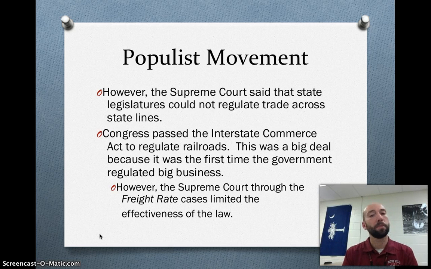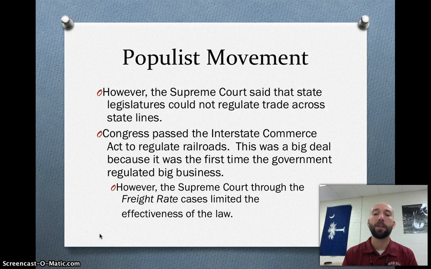The problem is that the Supreme Court actually says that some of those laws that the state legislatures pass are unconstitutional. And they say that the state legislatures actually can't regulate trade across state lines, which makes sense. For instance, in South Carolina, the state legislature can't regulate trade that goes between South Carolina and Georgia, or South Carolina and North Carolina. It's the national government's job to regulate trade across state lines. But that doesn't really help the farmers.